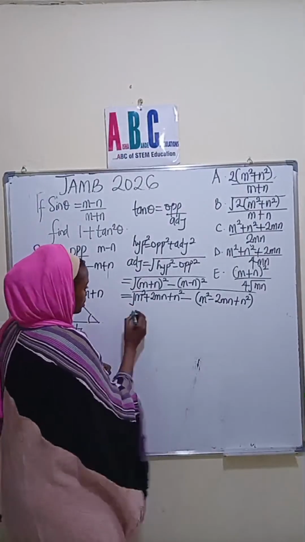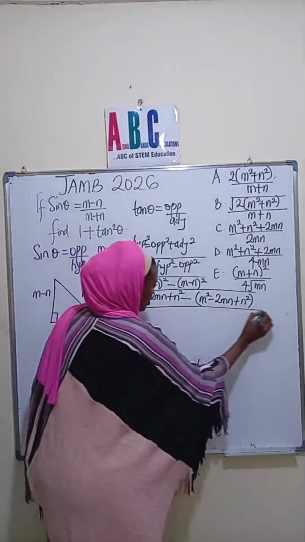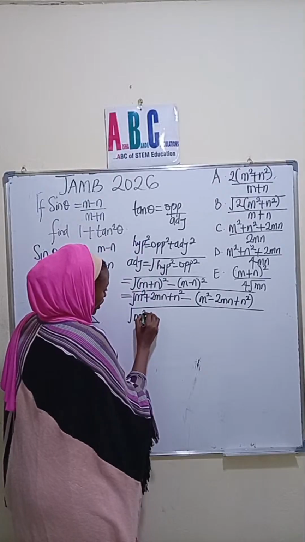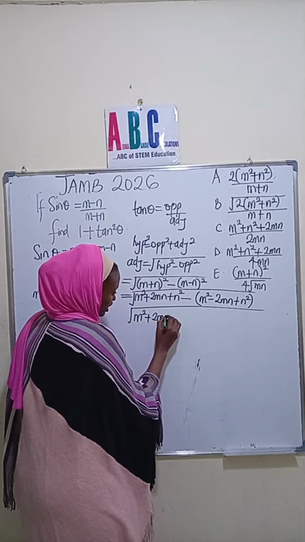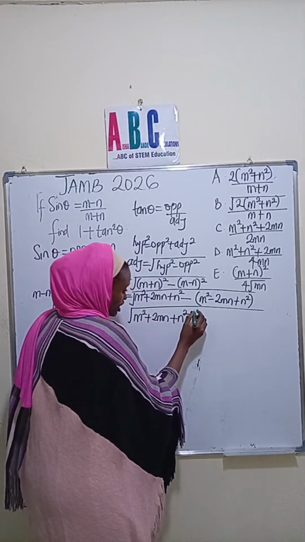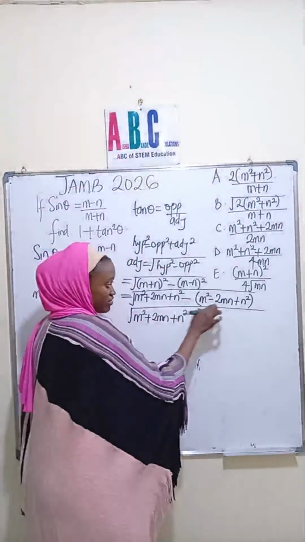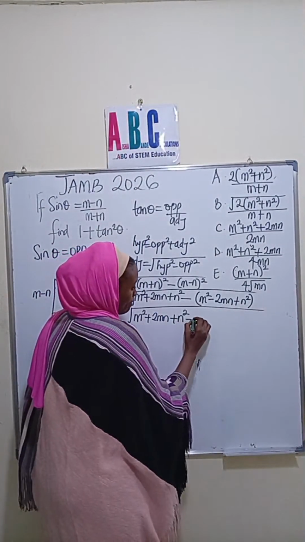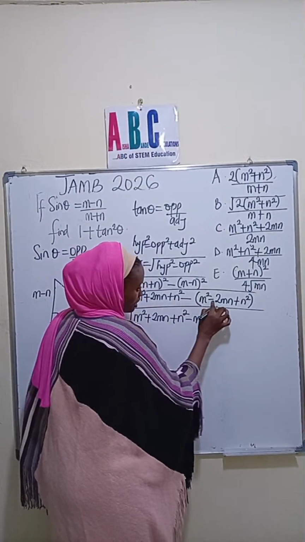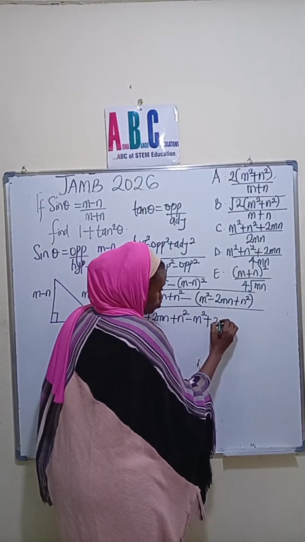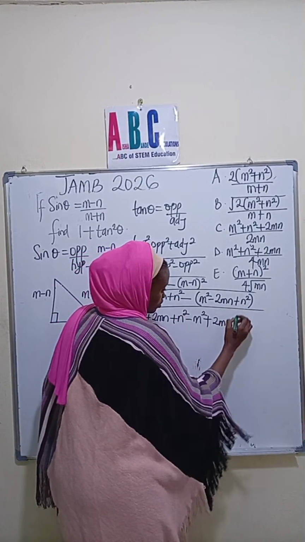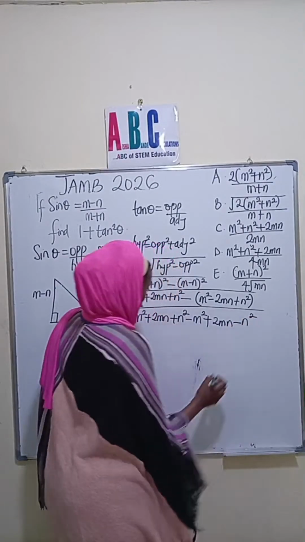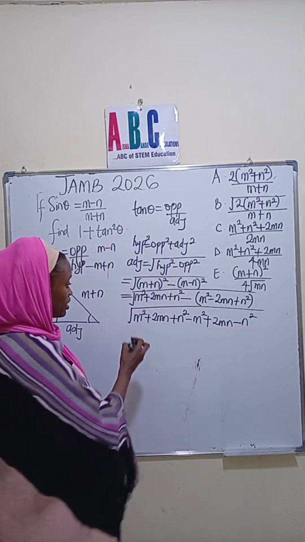So let's open up this. This becomes the square root of what? M square plus 2mn plus N square. Now this negative sign will affect everything inside this bracket here. It becomes minus M square. Minus times minus is plus 2mn, minus times plus is minus, then N square. Am I correct? Please hope there is no error.